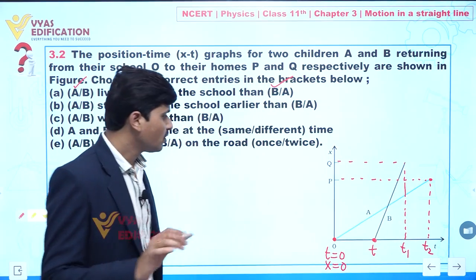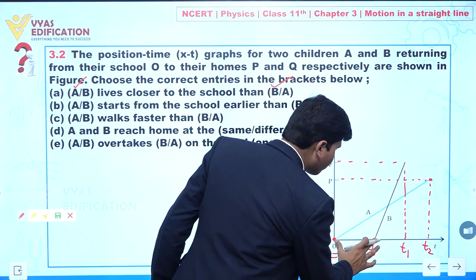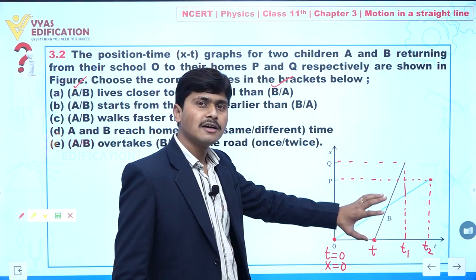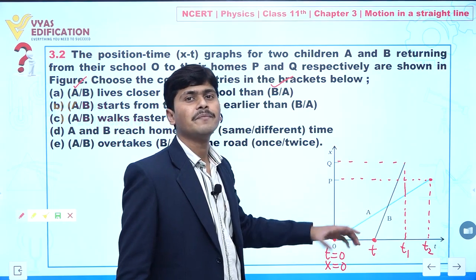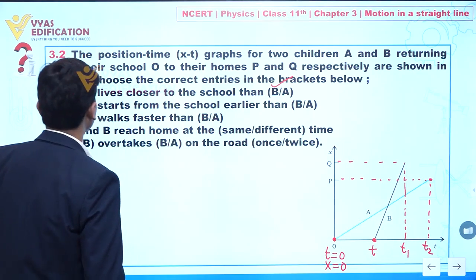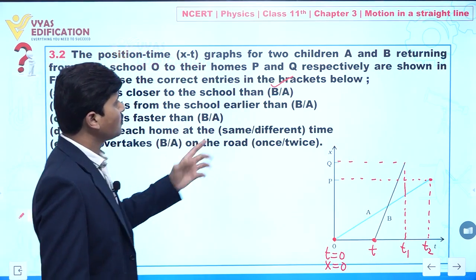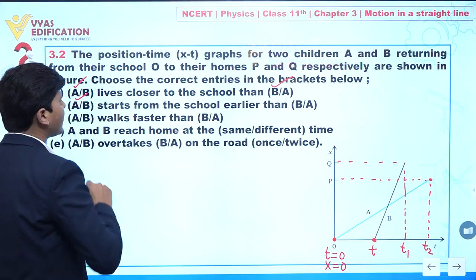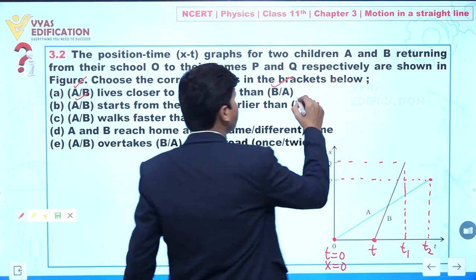Clear? Yes or no? So it means if we compare children A and B, child B started later compared to A from school. Yes or no? So we can say A starts from school earlier than B.